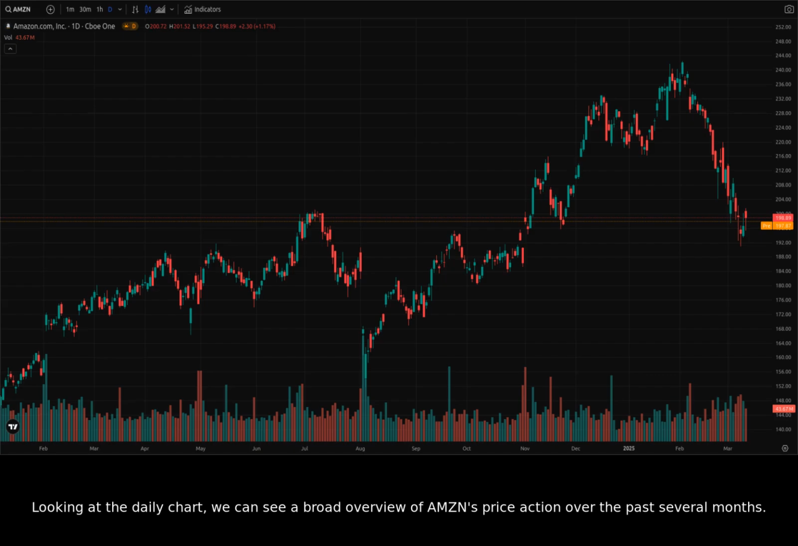Looking at the daily chart, we can see a broad overview of AMZN's price action over the past several months. We see a recent consolidation, but with some big moves up and down. There's potential support around the $190 to $195 level, which corresponds to some previous lows. On the upside, resistance seems to be forming around the $200 to $205 range.